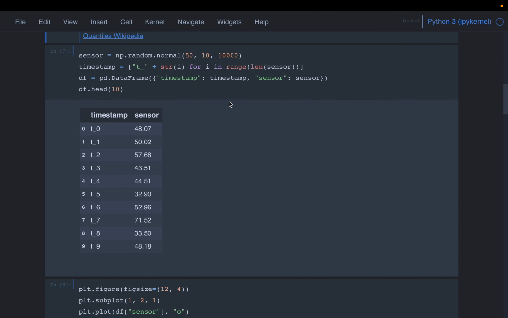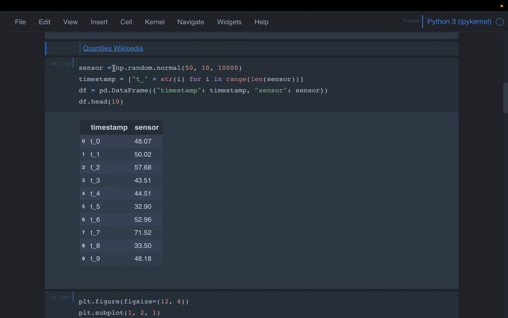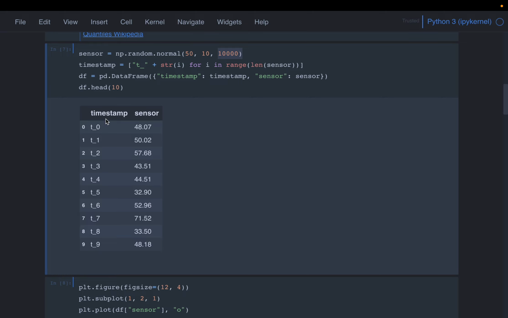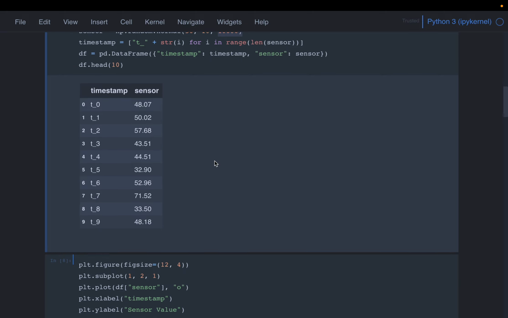So here we have a normal distribution. We are generating a normal distribution using NumPy with a mean of 50 and a standard deviation of 10, and we are generating 10,000 values. Now let's say these are some sensor values. As we know, sensor recordings always lie around their mean value, and the distribution will be a normal distribution with some standard deviation, right? So let's say we have recorded these values at different timestamps.